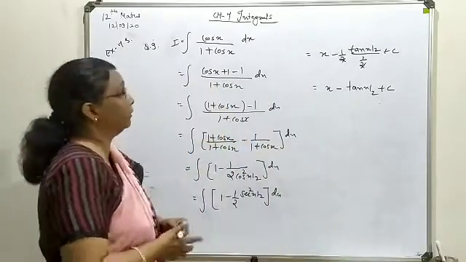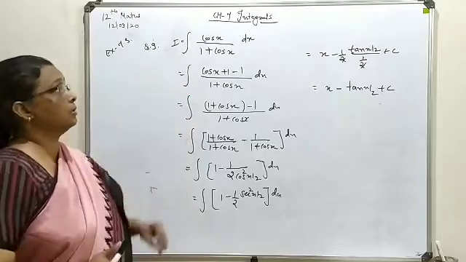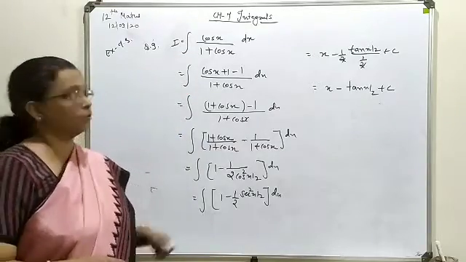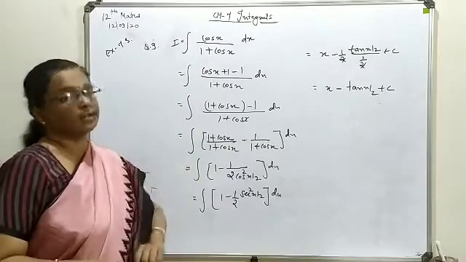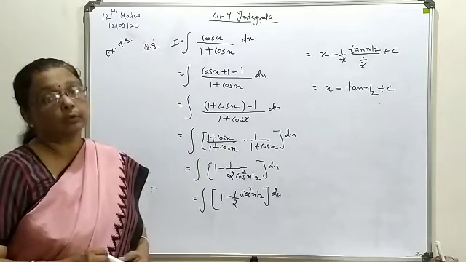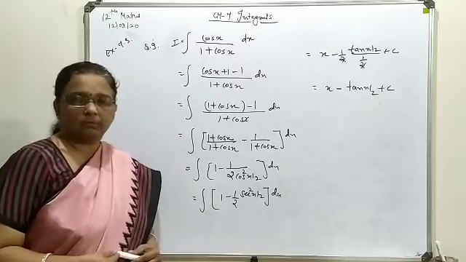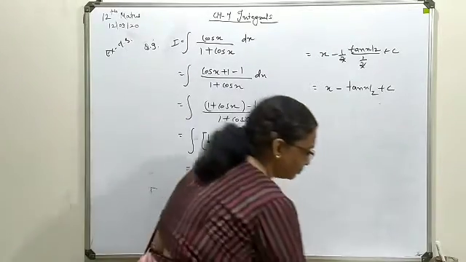Now this can be handled one more way. This cos x you can write as cos square x by 2 minus sin square x by 2. And this 1 plus cos x you can write as 2 cos square x by 2. Make them separate and go for integration.